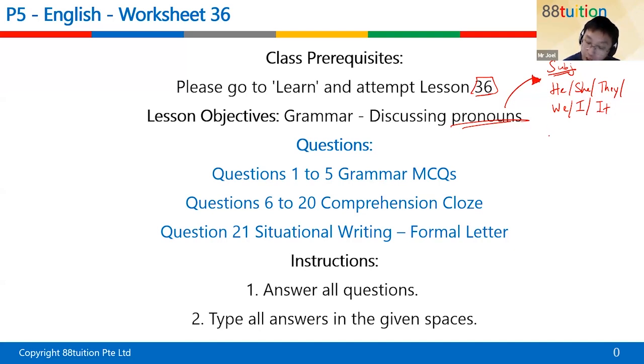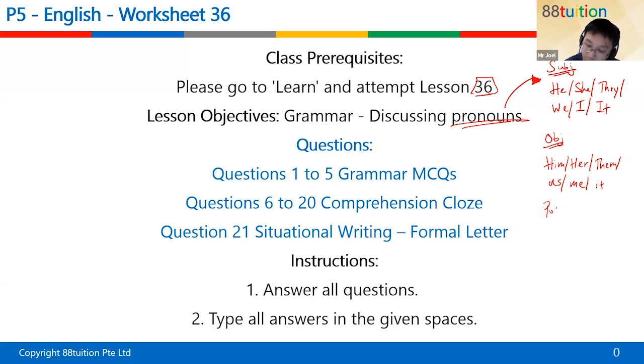Then we have the objective pronouns. All right, so we have him, her, them, us, me, and still it.